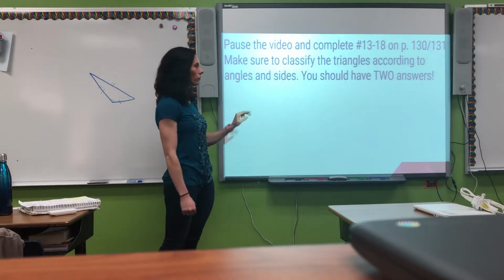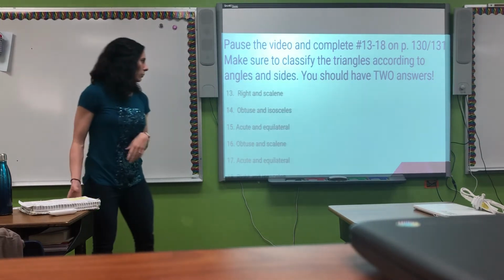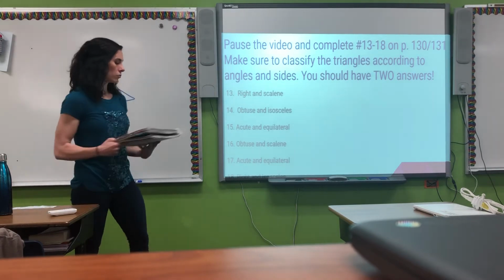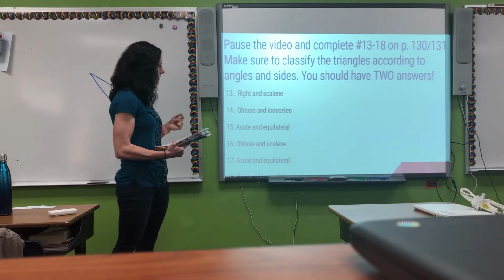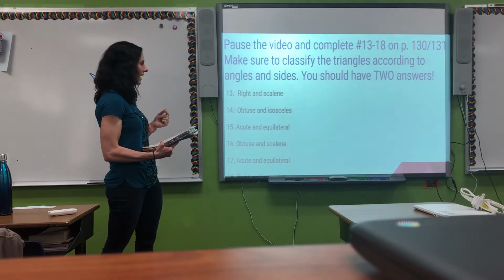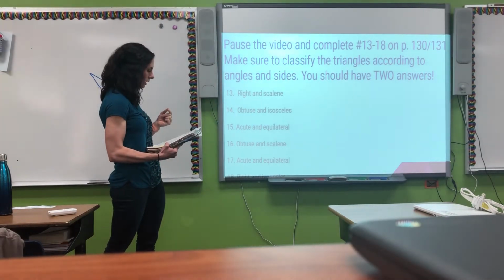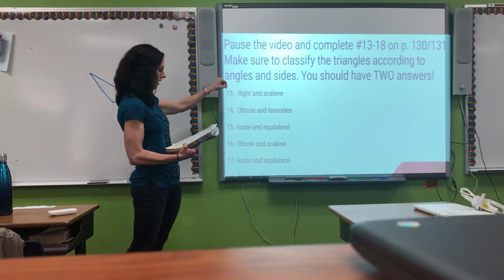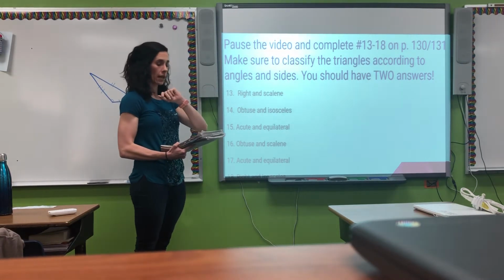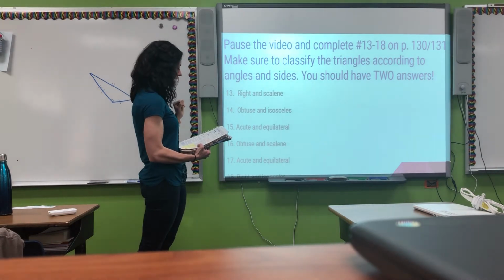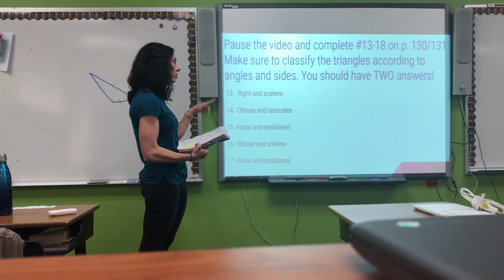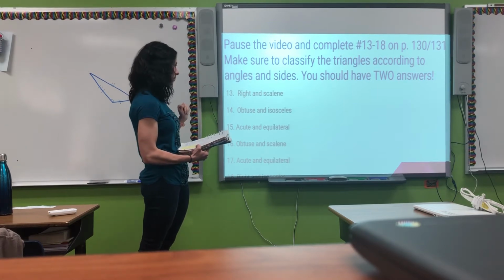All right, let's go over our answers. Number 13 is right and scalene. 14, obtuse and isosceles. Okay, so let me back up. On 13, there's 1 right angle. All right, that's why it's right. And then none of the sides have the same length, so it's scalene. And you would know that because there's no little hash marks.